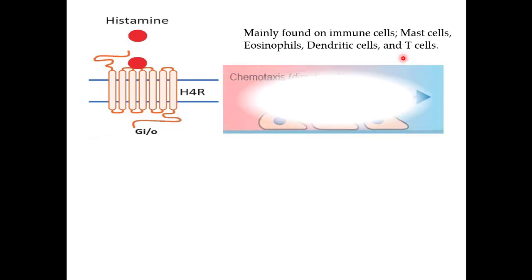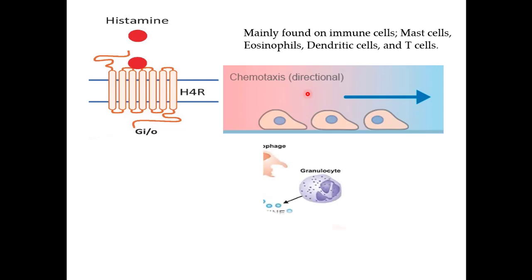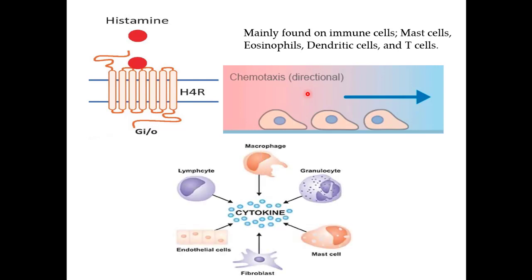So, the activation of the histamine H4 receptor is responsible for a variety of immunological functions. It is responsible for chemotaxis, and this is very important for the directional movement of the immune cells towards the site of the injury, towards the site of the inflammation. So this is one of the important functions of the activated histamine 4 receptor. Secondly, the activated histamine 4 receptor is also responsible for the release of cytokines, and the cytokines are very important in inflammatory responses.